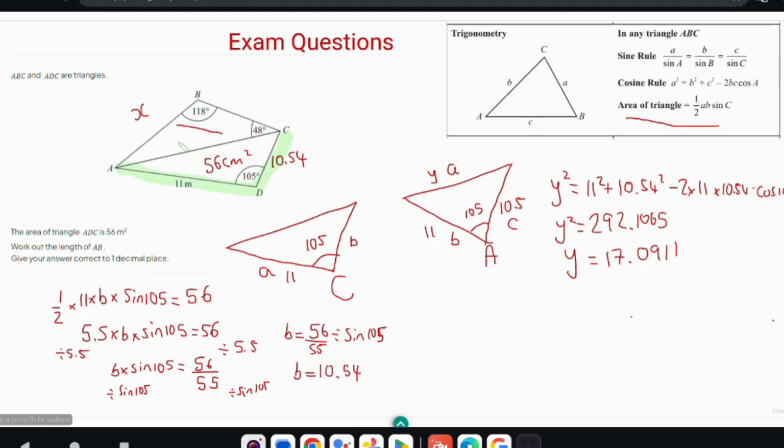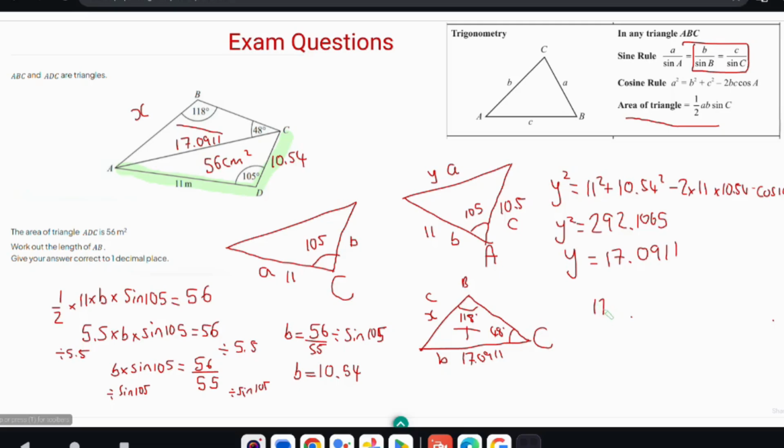Okay, so we have this length here. And I'll just draw out this top triangle. So we have 118 degrees. We have 48 degrees. I'll leave that as big B. Little b, we have 17.0911. So if I call that, well, that's big C. This is little c. We have two opposite pairs. So it's sine rule.